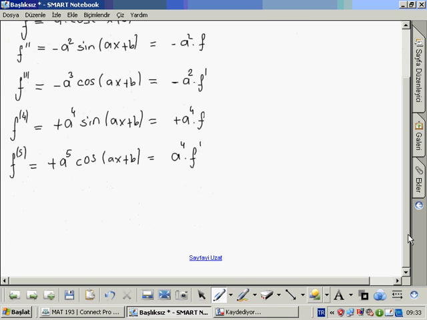We can evaluate a generalized rule for the nth derivative. After that, let me do that.